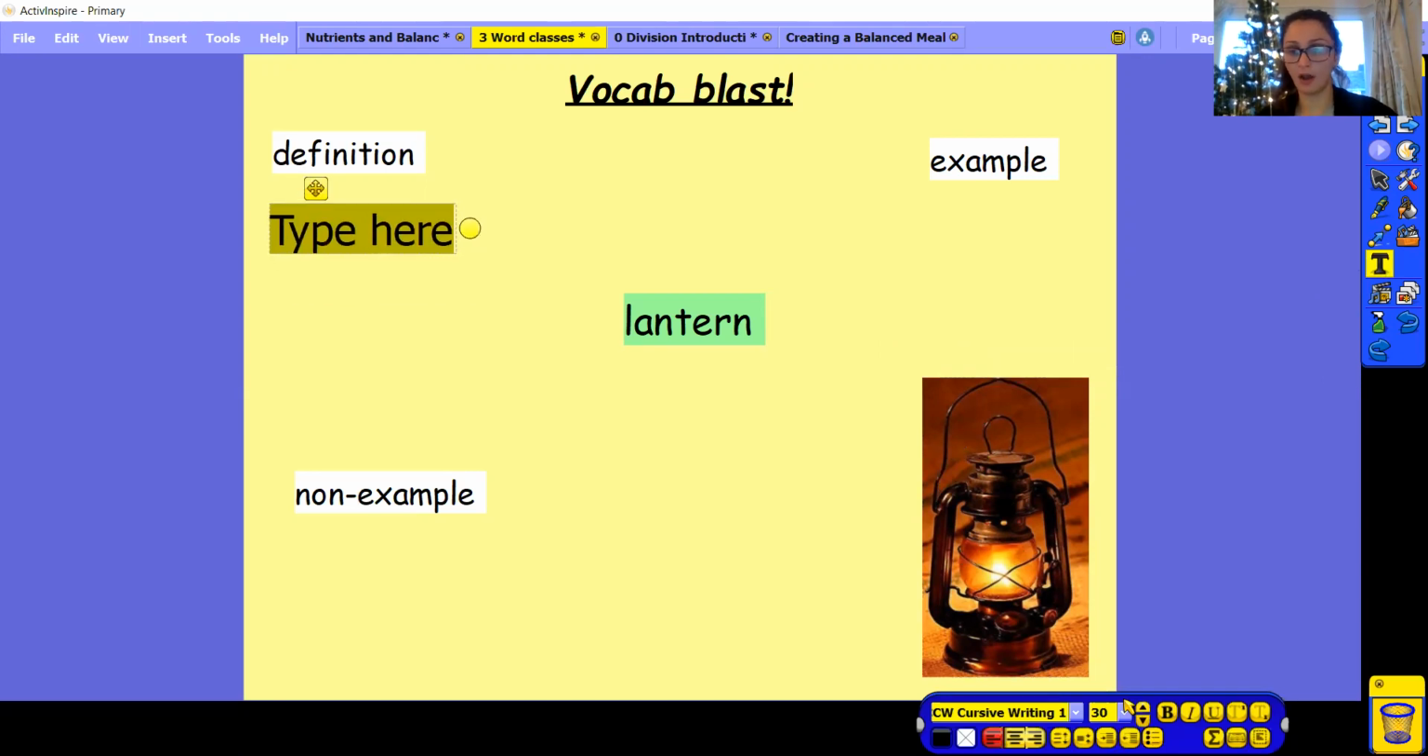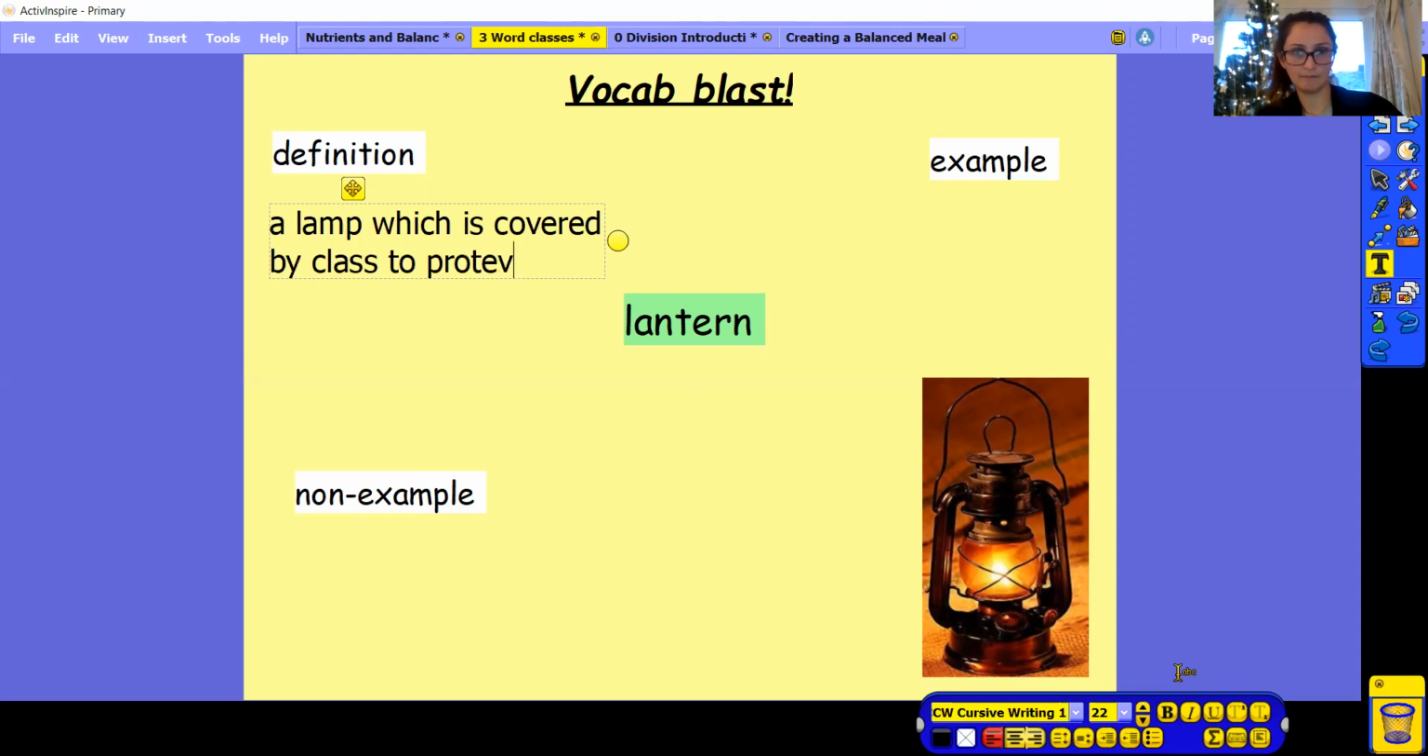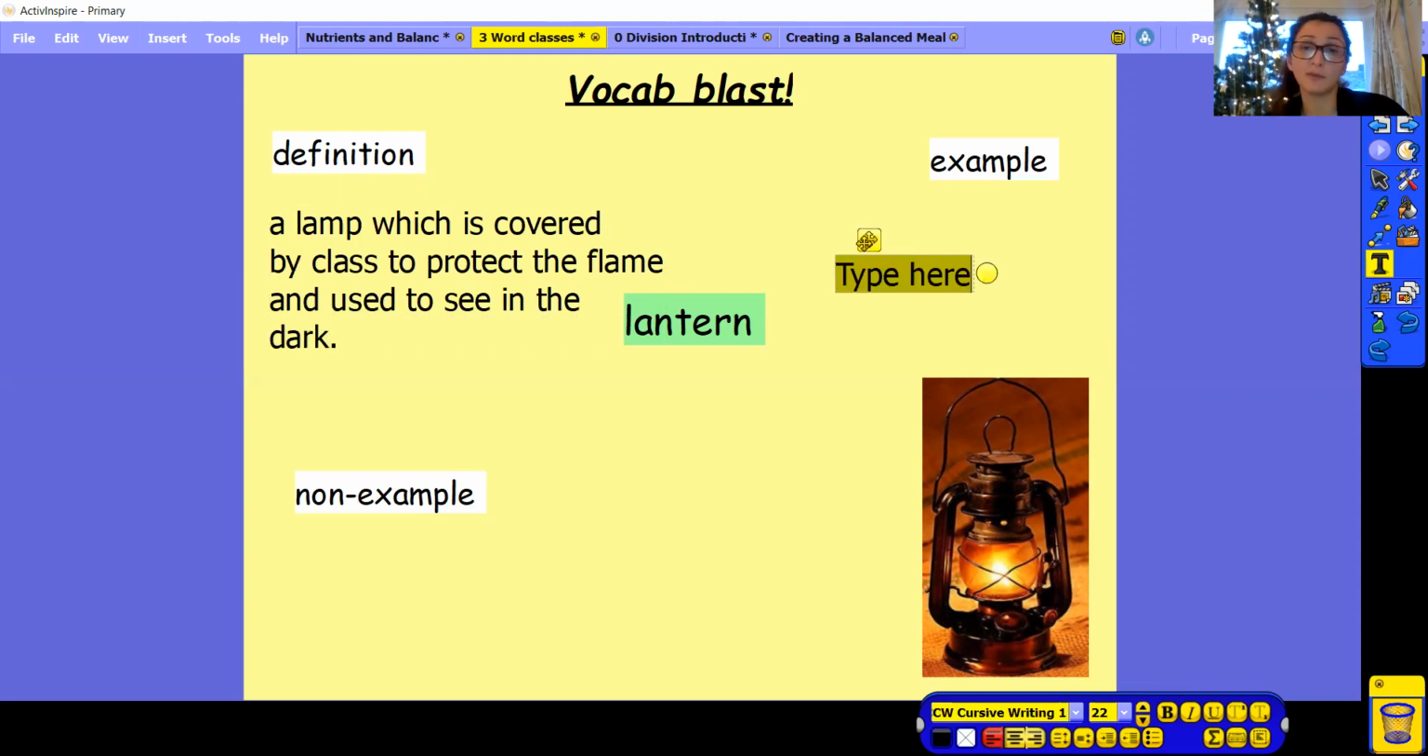So a definition of a lantern would be a lamp which is covered by glass to protect the flame and is used to see in the dark. Okay, so an example with this would be a light. Okay, a light that we can use now.